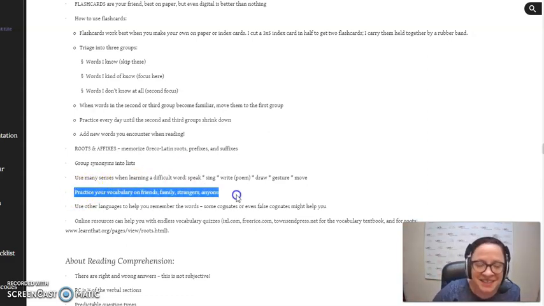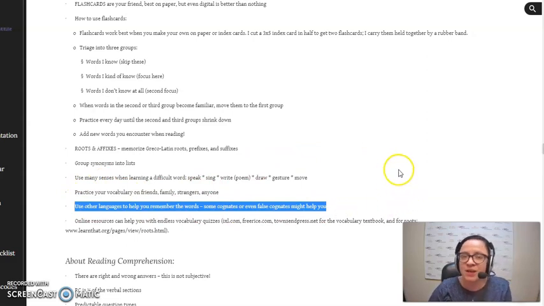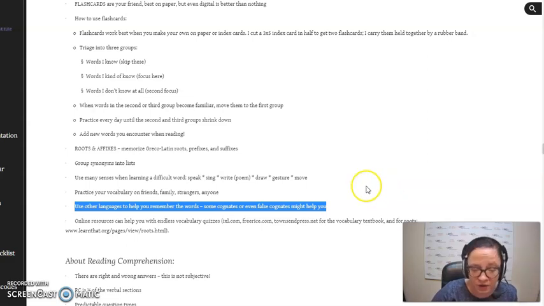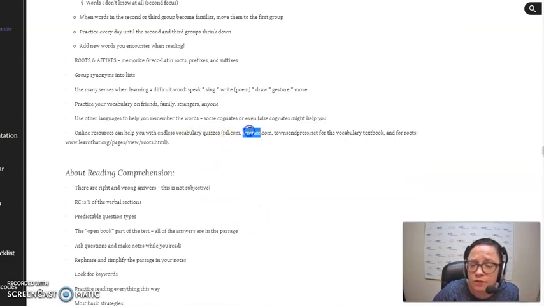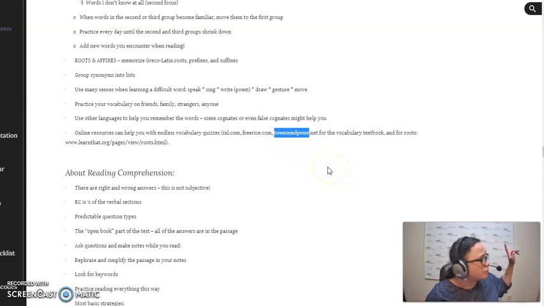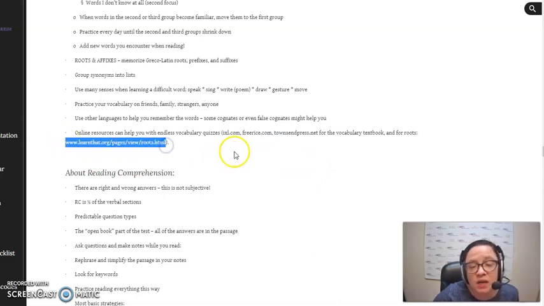Tell them to practice it on everybody and anybody, and to use other languages to help them remember the words. Sometimes even a false cognate can be a useful mnemonic device. And then there are numerous online resources: IXL, Free Rice, Townsend Press for the vocabulary textbook for GRE Verbal 1, Advancing Word Power has a really good website. And then this is the website where I created the spreadsheet that has the roots to memorize from.